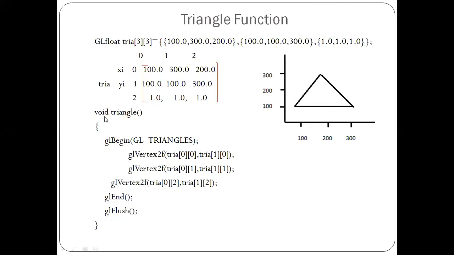To draw the triangle, I have taken a function void triangle. So glBegin(GL_TRIANGLES), then glVertex2f. What is the first point? Triangle of 0, 0 and triangle of 1, 0. Triangle of 0, 0 represents 100, and triangle of 1, 0 represents 100. That is the first point.